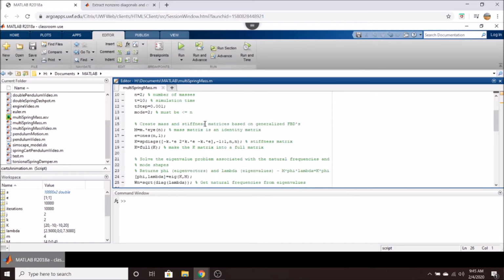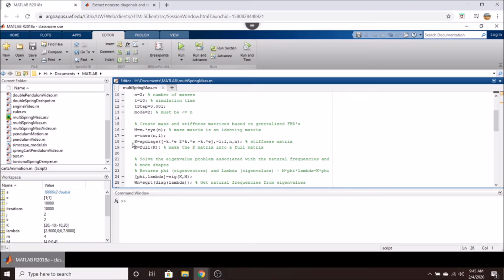the system. So the first step here is to create the mass and stiffness matrices based on the generalized free body diagrams. We discussed the free body diagrams and the matrix form of your M x double dot plus K x equals 0 differential equation in the previous video. And we determined that the mass matrix is basically the mass of the carts multiplied by an n by n identity matrix. And then the K matrix is an n by n matrix with 2 times k along the diagonal and negative k on the sub and super diagonals.